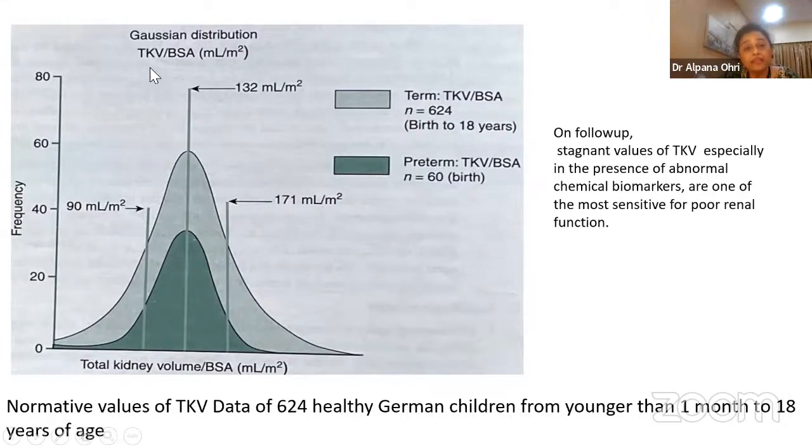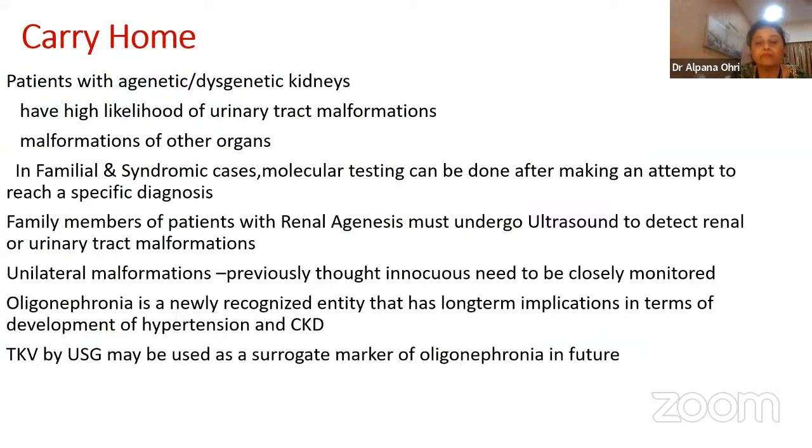Individuals who have their TKV by BSA less than the 10th percentile, or less than 90 ml per meter square, are at high risk of CKD. And these are the ones who can be more vigorously monitored, and the more accurate measures of GFR, etc., can be done in them.